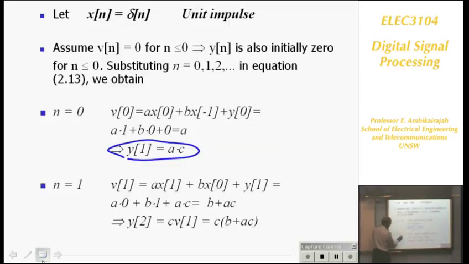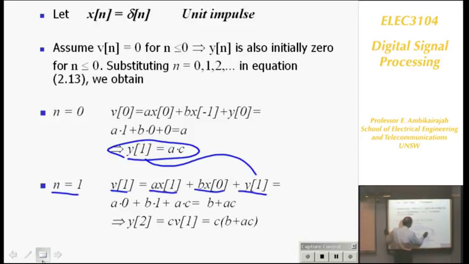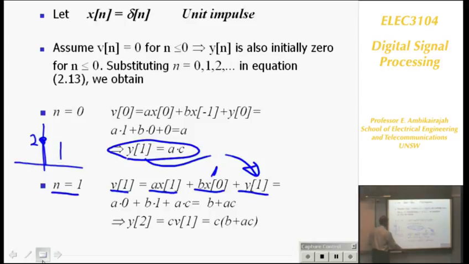Same thing you repeat, n equal to 1. You say v1, a x1, a x0, y1. y1 is already available. X0 is 1, because that's an impulse. And x1 is 0 because the impulse is just 1 at 0. Then the impulse becomes 0 here. All these places are 0, 0, 0. This is 1, 2, and so on. This is minus 1, so that's 0. So when you add them, you get b plus ac. Therefore, y2, if you work out, is that.